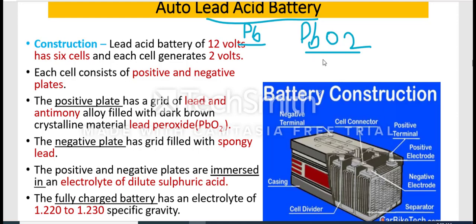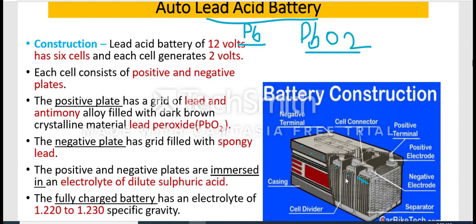First of all, we'll see this diagram. In this diagram, this is a battery. Here a number of plates are there. Actually, these are the cells. So this is the first cell, second cell, third cell, fourth cell, fifth cell, sixth cell. And in each cell there are a number of plates, positive plates and negative plates. So these are the plates.